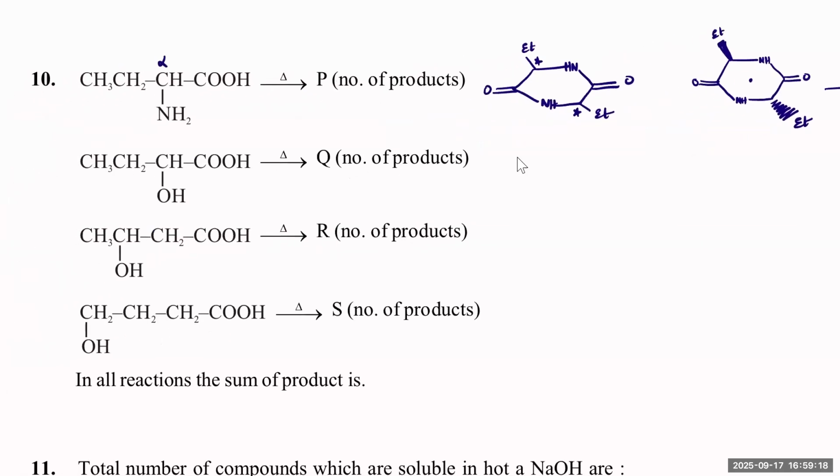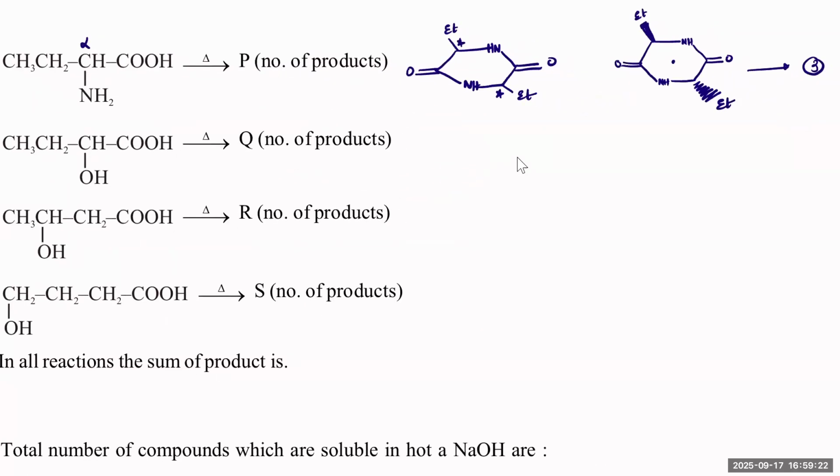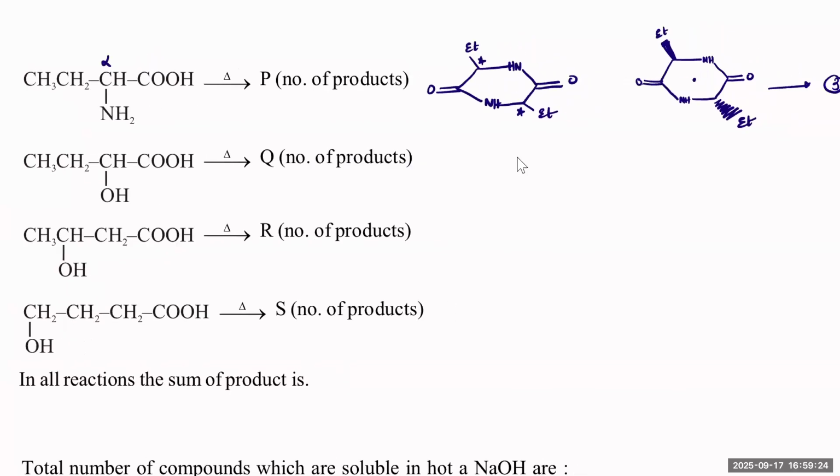Next one. If you have q number of products, same logic, same thing, except here instead of NH we have oxygen. Rest all is same. So here let me remove this part. So instead of this NH you have oxygen here. So you have a cyclic ester here. That's it. So again number of products being 3.